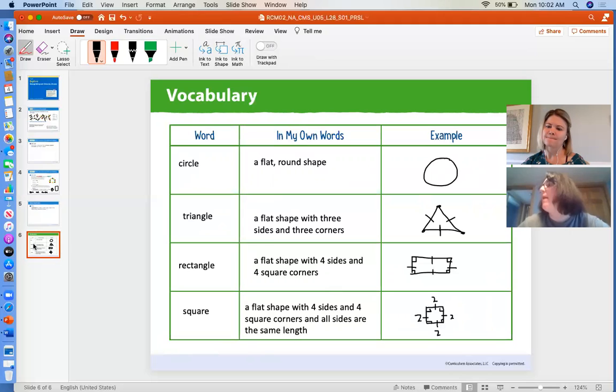All right, and then on your back page, you're going to color coordinate just like we did on our first example, and you got this.